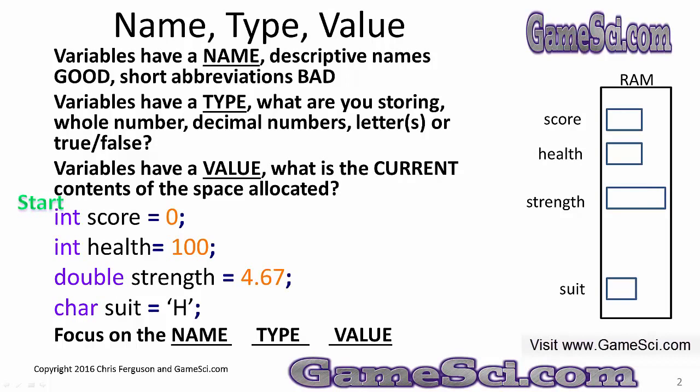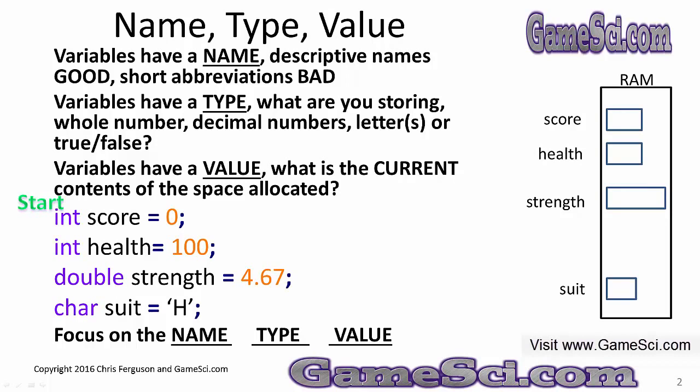A good name is extremely important. If you start naming variables like score with abbreviations like S or SC and health is H, it's very difficult when you're looking at the code to tell what's being stored in the variable S or stored in the variable H. However, a good name like score is immediately obvious and recognizable. And anytime you see it used in the code, you understand what's being stored in that variable. Same for health.